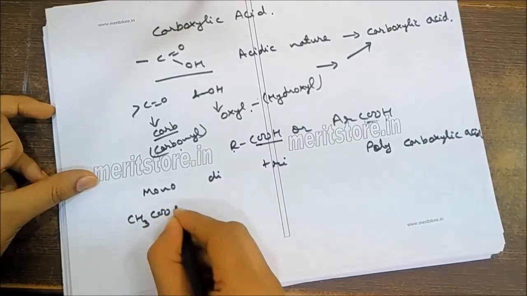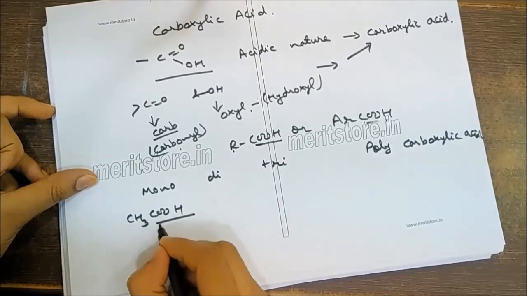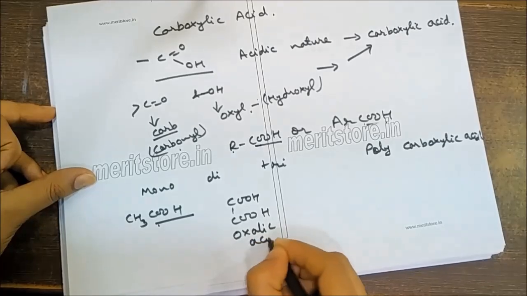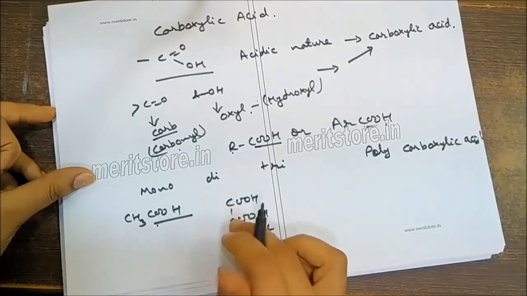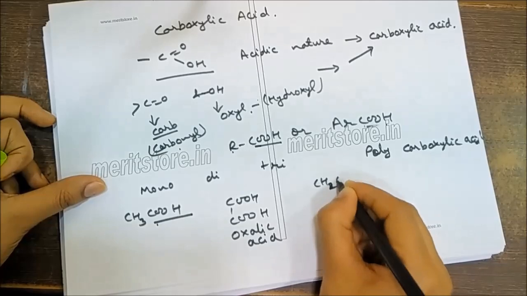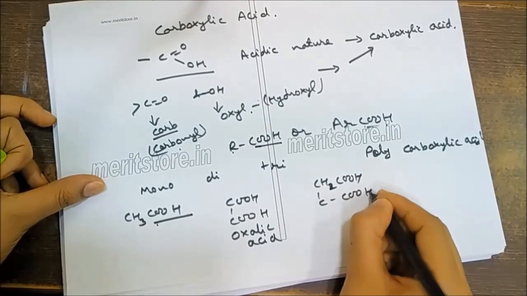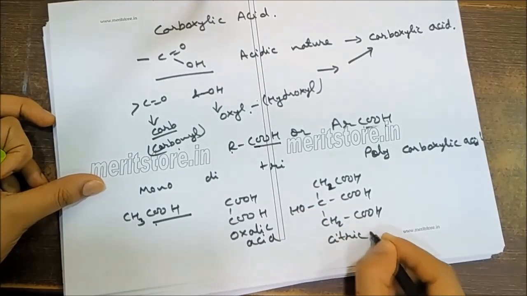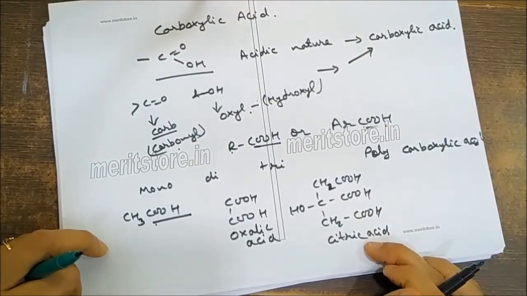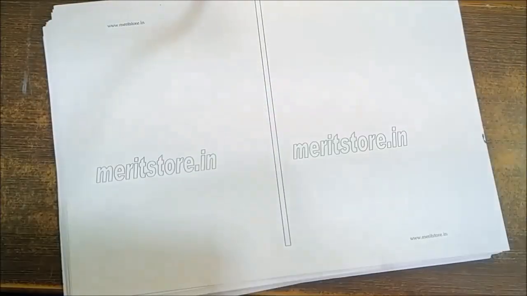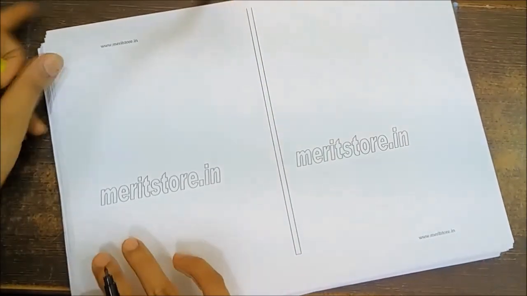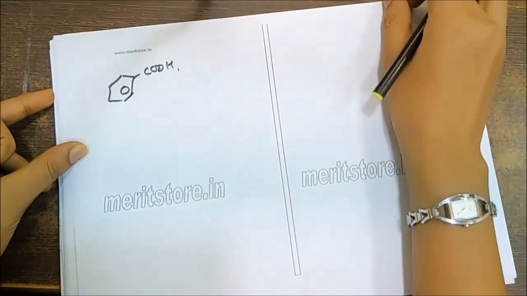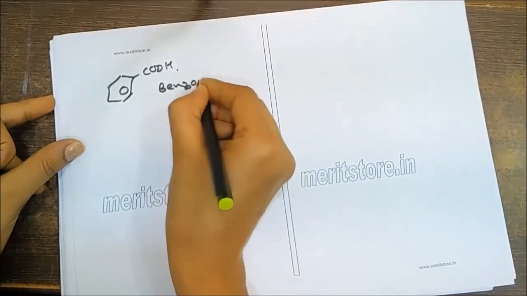In acetic acid, we can see only one carboxylic group is there, so this is monocarboxylic acid. If we take this compound, this is oxalic acid. There are two carboxylic groups, so this is dicarboxylic acid. And this is our citric acid, which has 3 carboxylic groups, so it is called tricarboxylic acid. And if this carboxylic group is present on a benzene ring, this is aromatic carboxylic acid, and we'll say benzoic acid.